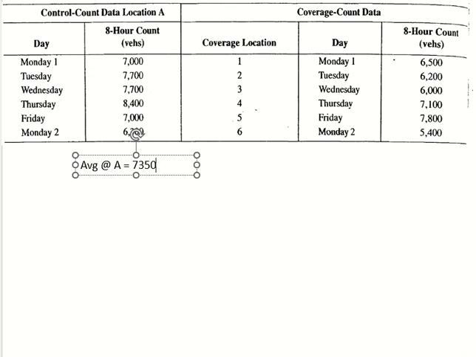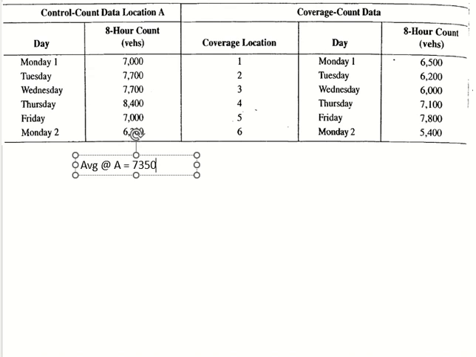Okay, this is the average of 6 days, 8 hour count. This already covers all the ups and downs. In the end, the average traffic is around this. Can I do the same for the coverage locations? Yes? No? Location is different, you cannot do this. For control, all 6 values are in the same location. For coverage, each value is different, so you cannot do this.